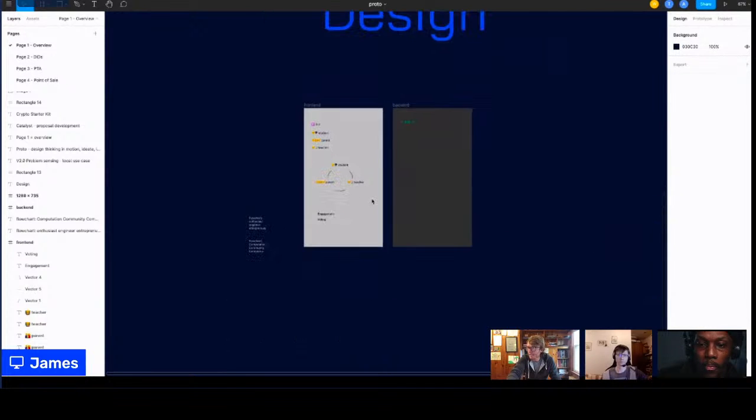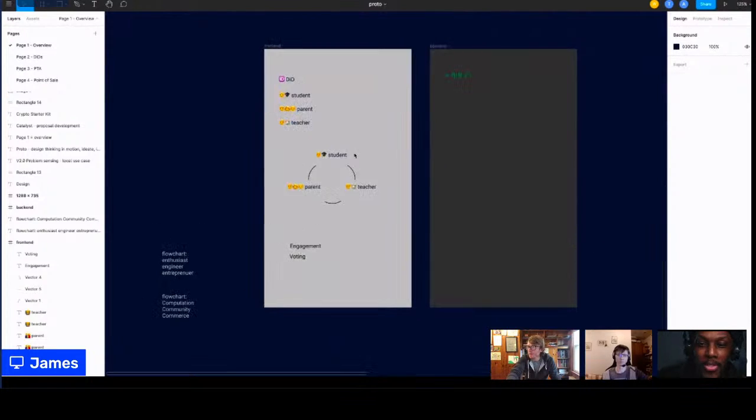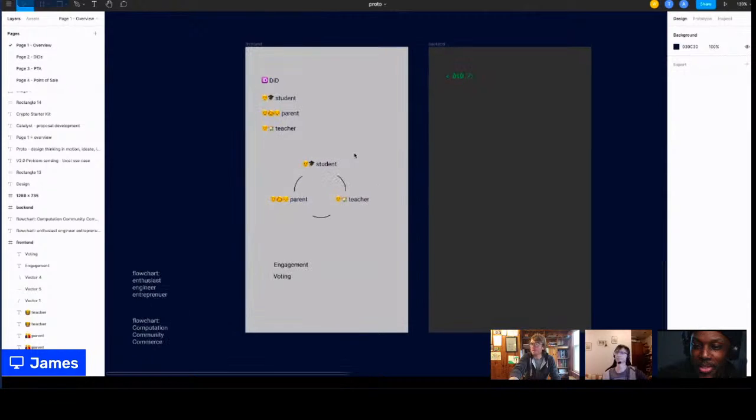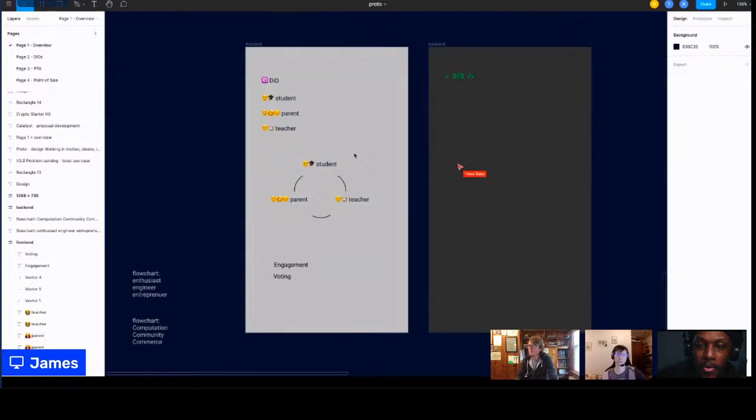Sure. Actually, I won't share my screen. I'll just use yours as is, because for some unknown reason, I think Restream is having issues allowing me to share specific browser windows.